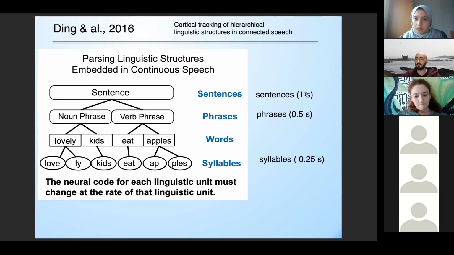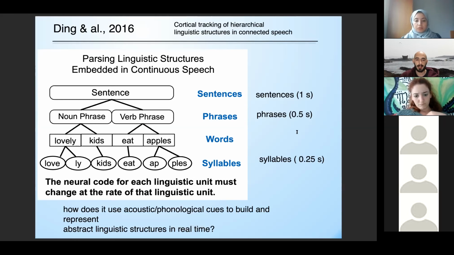Now you might think this is a little bit too fast, but this was done in Chinese. So I guess in Chinese, words are actually quite short, and in 1 second you can say a lot of things, basically. Okay. So this was their idea, and the big question was, how does our brain use acoustic and phonological cues to build and represent abstract linguistic structures in real time? So is there anything in our brain which is peaking at the same level as these units peak, assuming that there is nothing in the speech stream telling us anything about that?